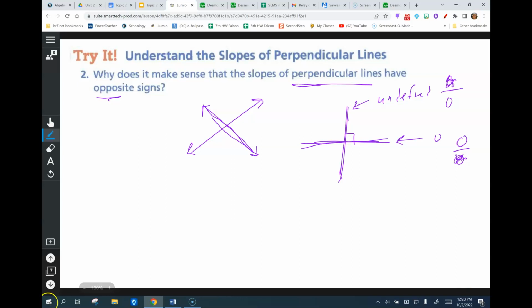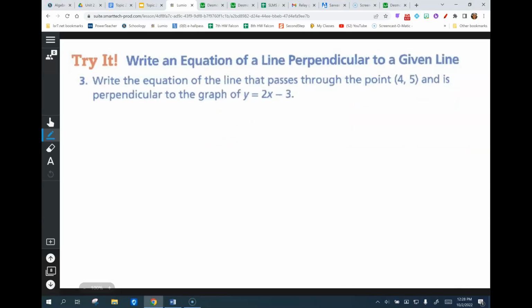Good. Let's move on. Now we're going to talk about writing equations of perpendicular lines. So if I'm going to write the equation of a perpendicular line, what do I notice? Think about your slopes. So here is my slope, right? If I want it to be perpendicular, what am I going to have to do to that slope? That's right, I'm going to have to flip it, but I'm also going to have to change the sign. So I'm going to have to flip it to be its reciprocal, and change the sign to the opposite. I had a positive, now I'm going to have a negative.